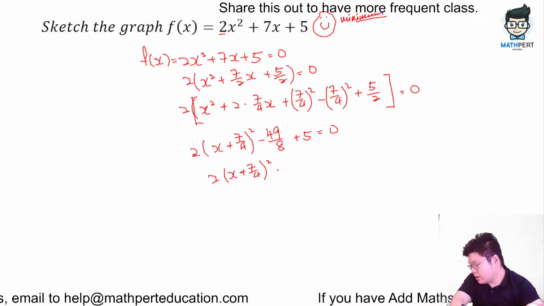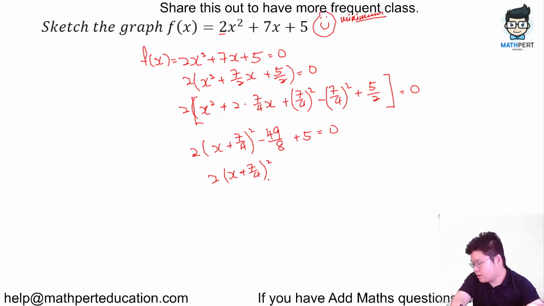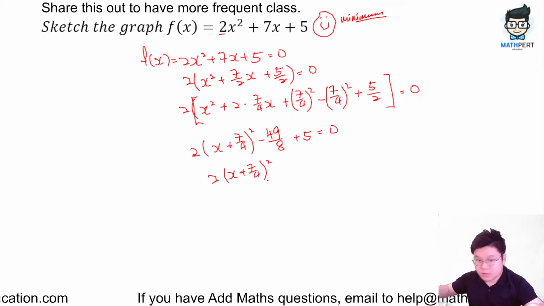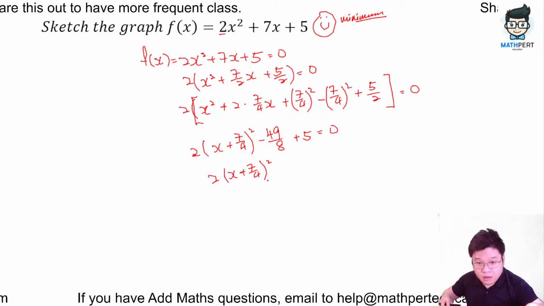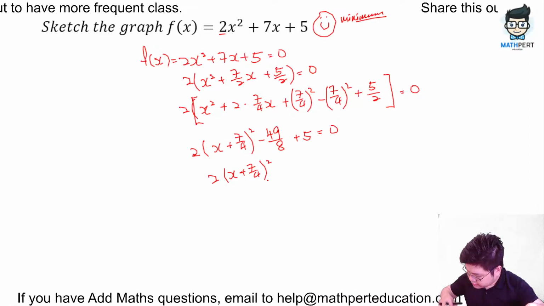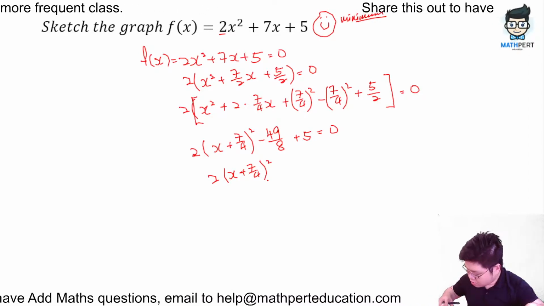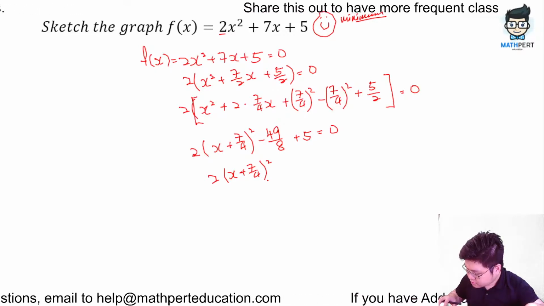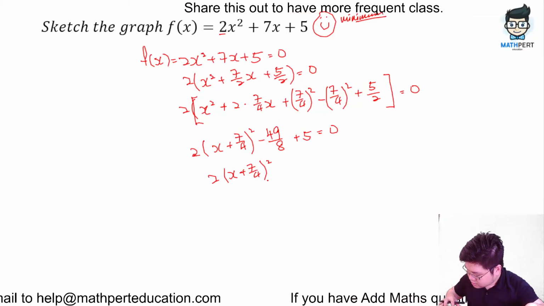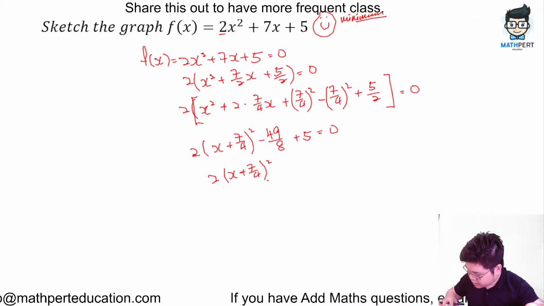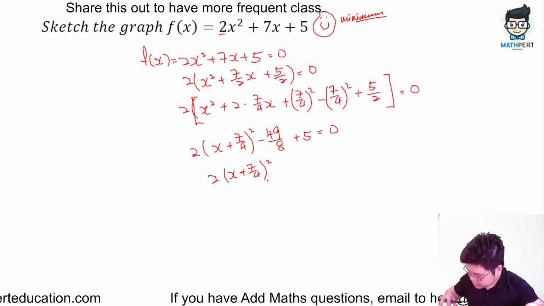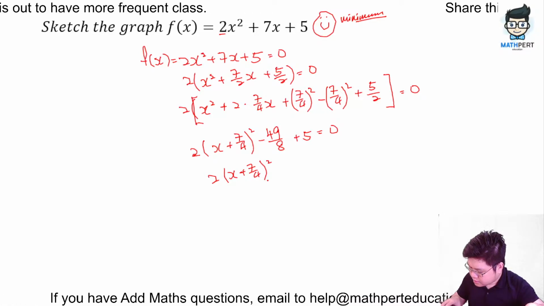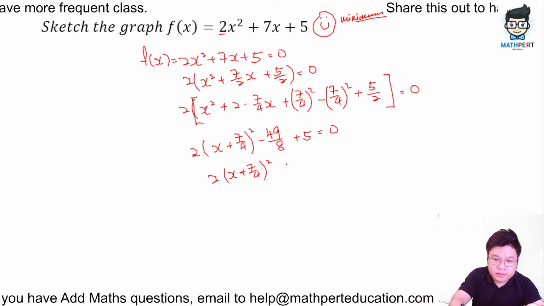So this will be, where is it? Negative 49 over 8 plus 5. Negative 49 over 8 plus 5. Negative 9 over 8.